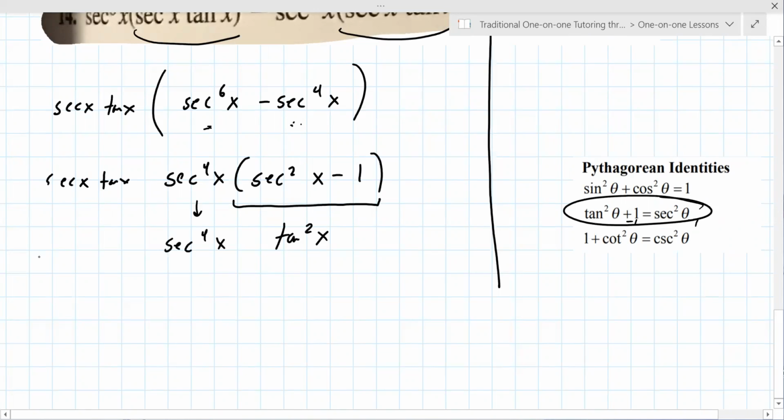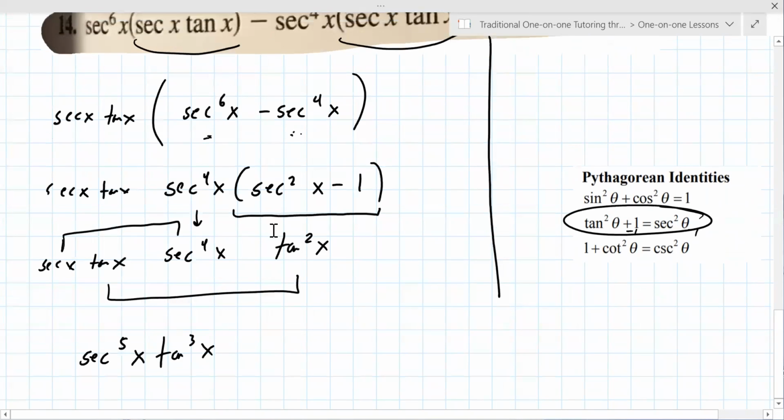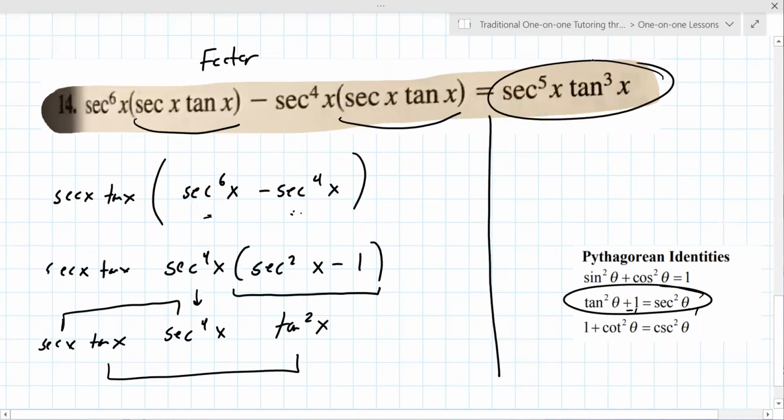Secant to the 4th x, secant x, tangent x. Now these multiply, so that's tangent cubed x. And then secant multiplies with secant, that's secant to the 5th x. All right, and that is what we were looking for. You always want to know your target.